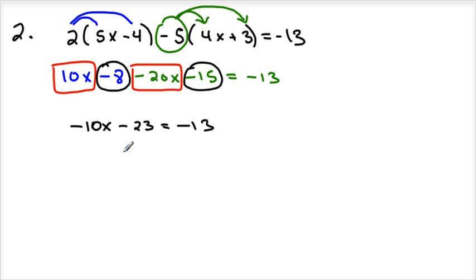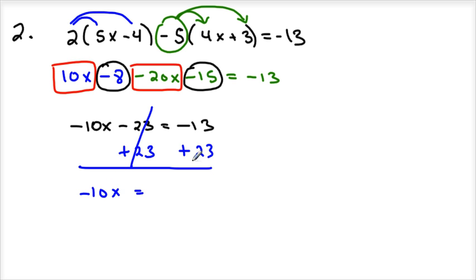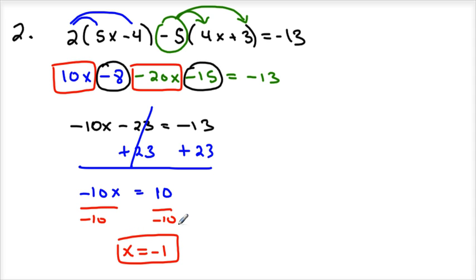Alright, now we're down to a two-step equation. Let's add 23 to both sides, isolating the variable on the left side. So we get negative 10x equals negative 13 plus 23, which is positive 10. And in my last step, divide both sides by negative 10, and we get x equals negative 1. Okay, so again, distribute to both sets of parentheses, combine like terms, get it down to a two-step equation, isolate the variable, down to a one-step equation, and then you finally get your answer.